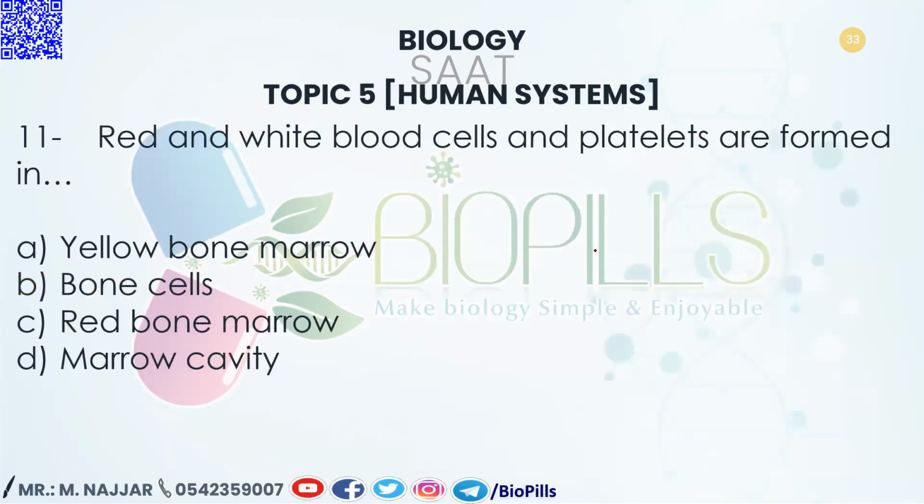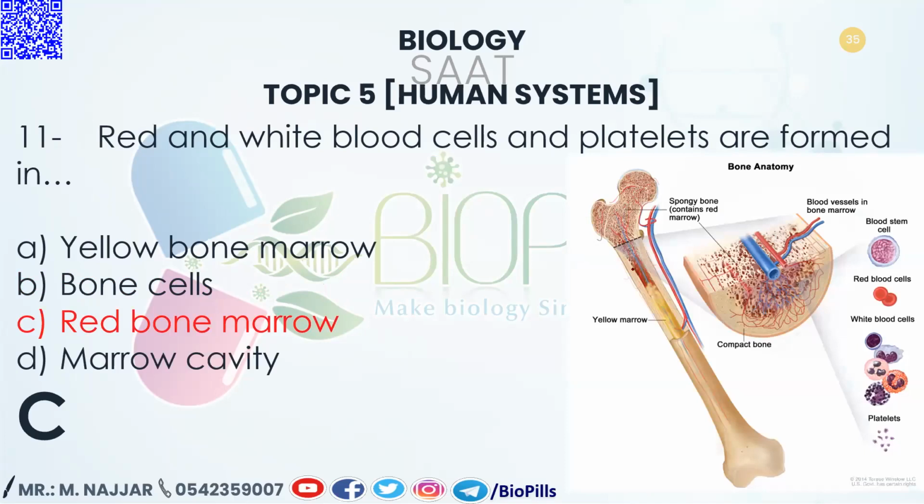Question number 11. Red and white blood cells and platelets are formed in: A, yellow bone marrow; B, bone cells; C, red bone marrow; D, marrow cavity. Of course, the correct answer is C, red bone marrow. If I look in here, we have the red bone marrow, and here is the yellow bone marrow, which is mainly for storing fat, and also there may be calcium there.